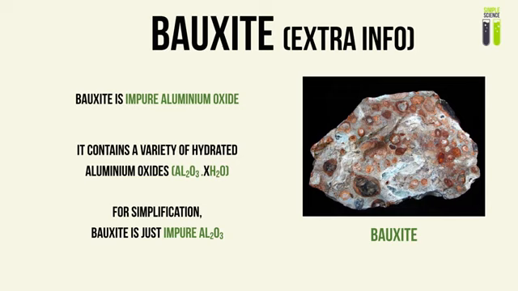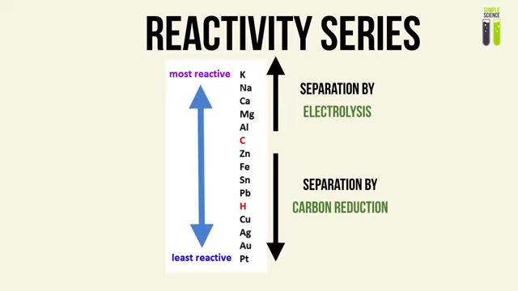So why do we have to use electrolysis to extract aluminium? A very important concept that you should know by now is the reactivity series, where the position of carbon in the reactivity series will determine whether you would have to separate with electrolysis or separate via carbon reduction, for simplicity and cost efficiency matters. Aluminium, a metal, is more reactive than carbon, so therefore it must be separated by electrolysis.